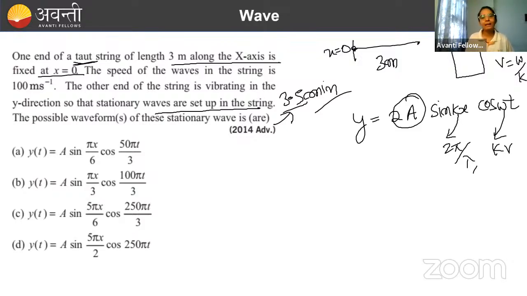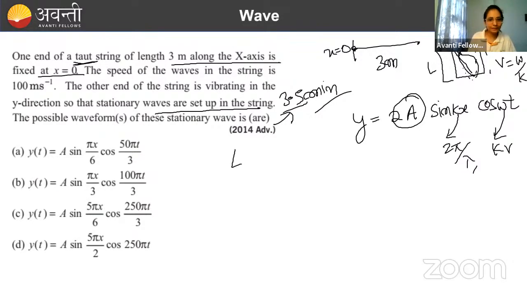It is given that the length of the string is 3 meters. So these 3 meters can be equal to different values of wavelength. How? Jaise, if we talk about the fundamental frequency, then this length L was equal to how much? Lambda by 4. And if we talk about the second harmonic, yahan pe kya tha? Ek aur aise wave bana tha, and then it was something like this. So this was lambda by 2 and lambda by 4. 3 lambda by 4. Done.